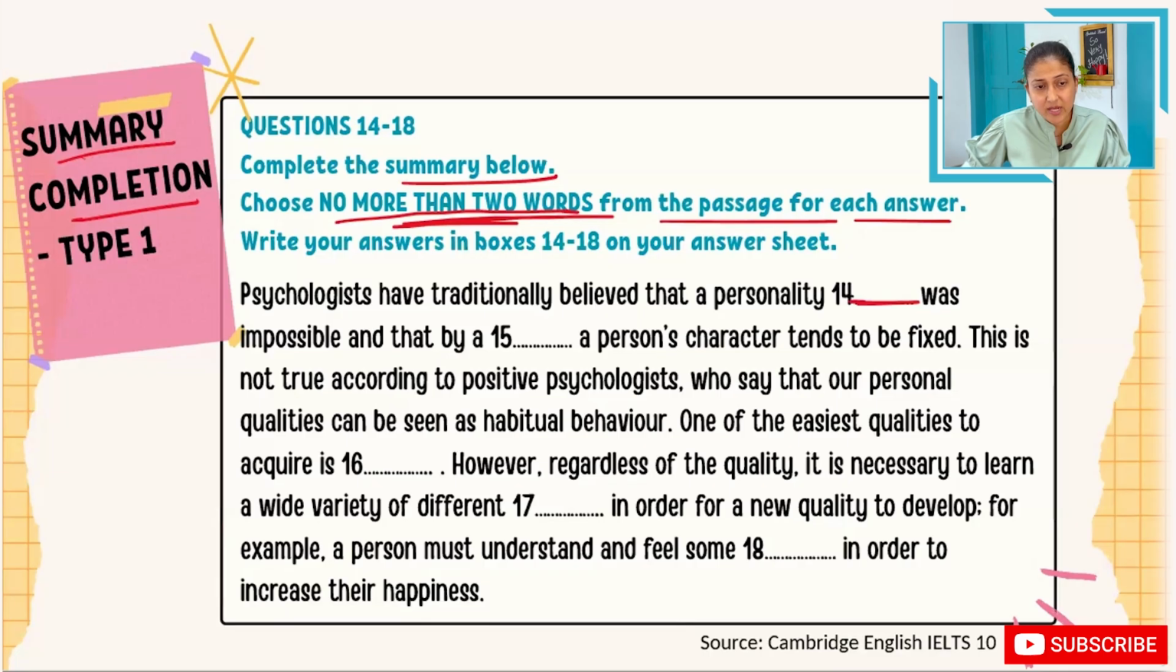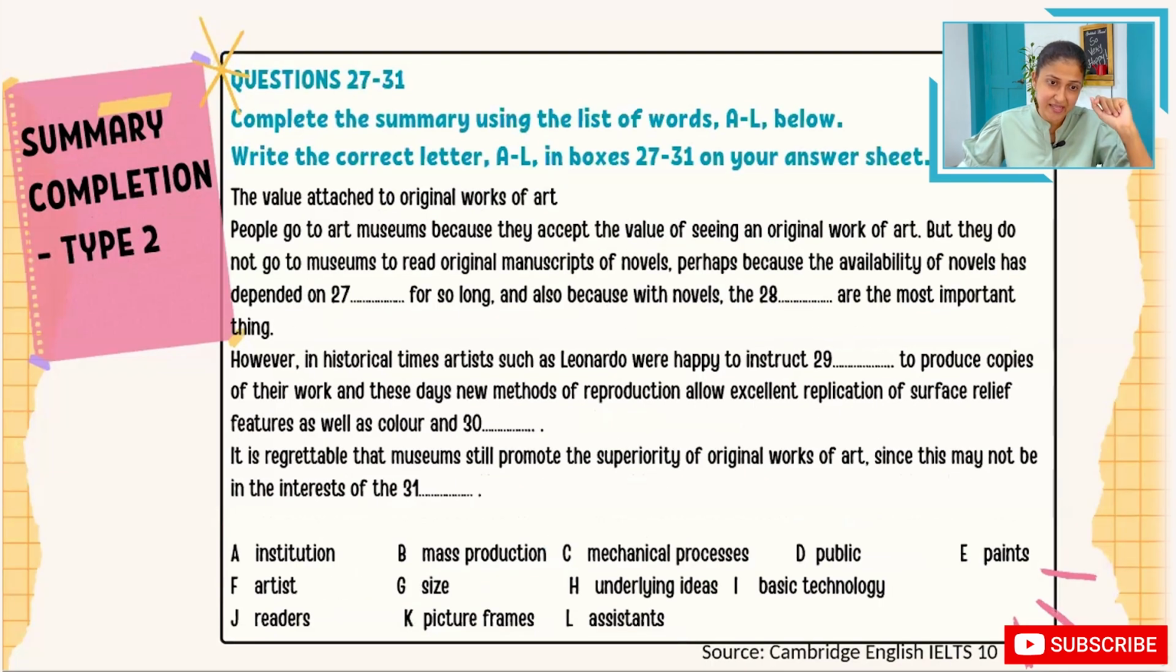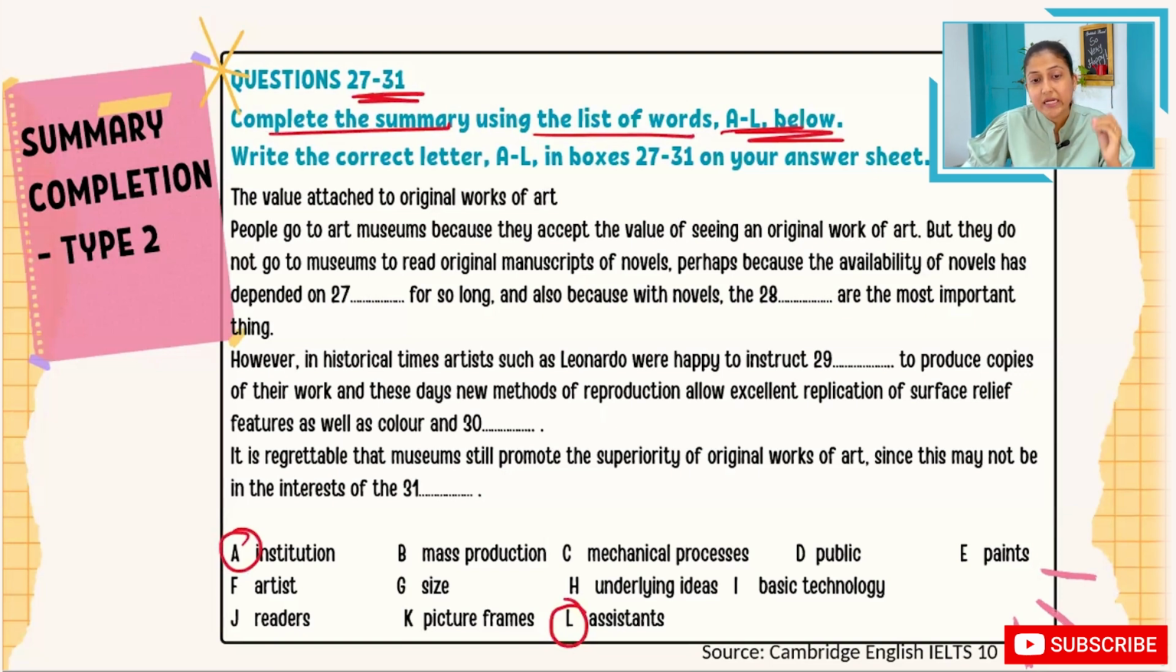There's another type of summary that you may get in your IELTS exam. Let's have a look at that. Here again the questions are 27 to 31 for example, and it says complete the summary. Again it's a summary. Complete the summary using the list of words A to L below. Now what is happening here? You are given a list of words. Look at this. There are words from A till L. Alright, we have a list given and I have to find a correct letter A to L to fill in the boxes 27 to 31, whichever question set it is, in the answer sheet.